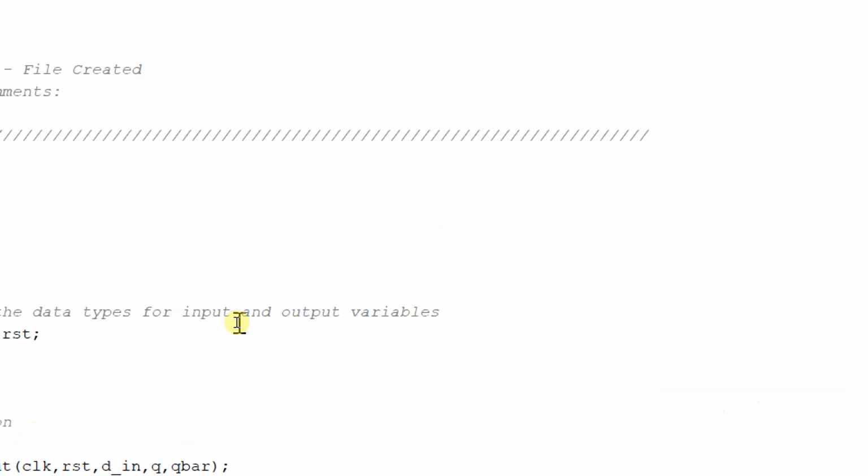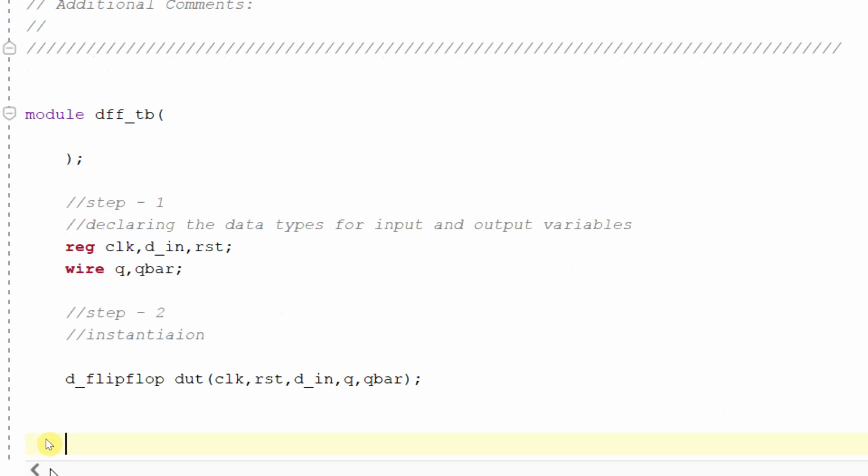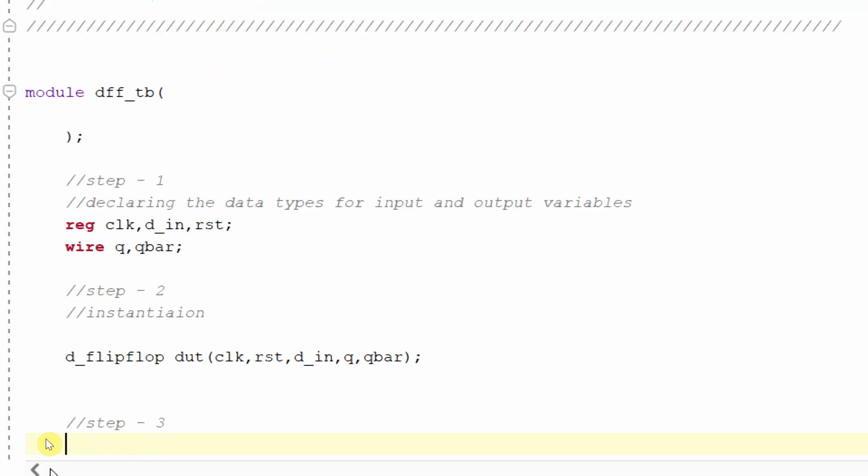Now, in the case of combinational circuits, while developing the test bench we have simply driven the input variables. But in the case of sequential circuits, we are going to generate a clock also. So that is our step 3, that is generation of clock.